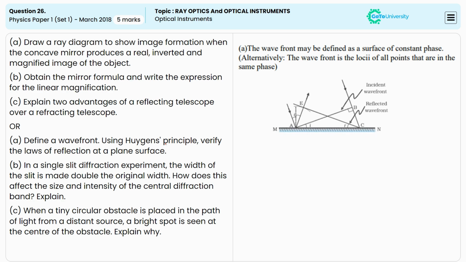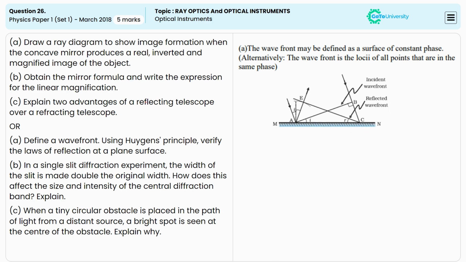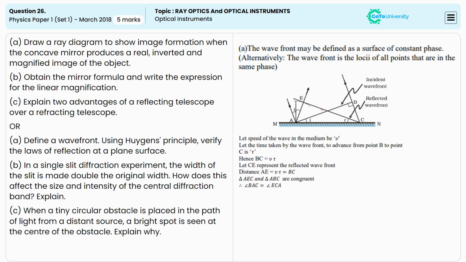This is the incident wave, and this is the reflected wave, and these are some of the notations. We will discuss this one now. Let the speed of the wave in the medium be v. Let the time taken by the wavefront to advance from point B to point C be tau. Hence, BC is equal to v into tau.